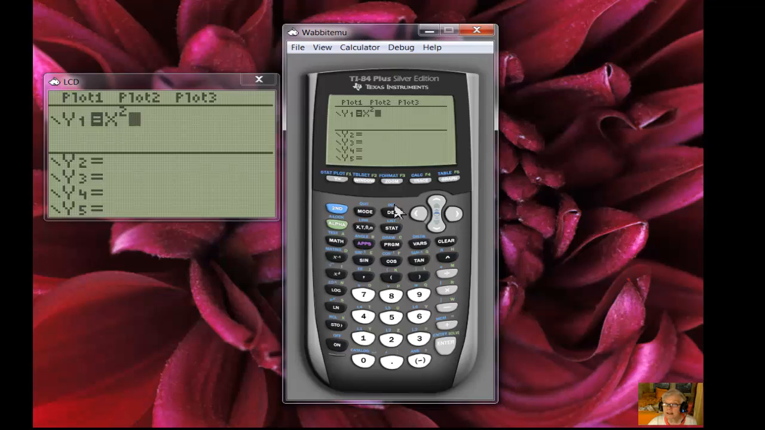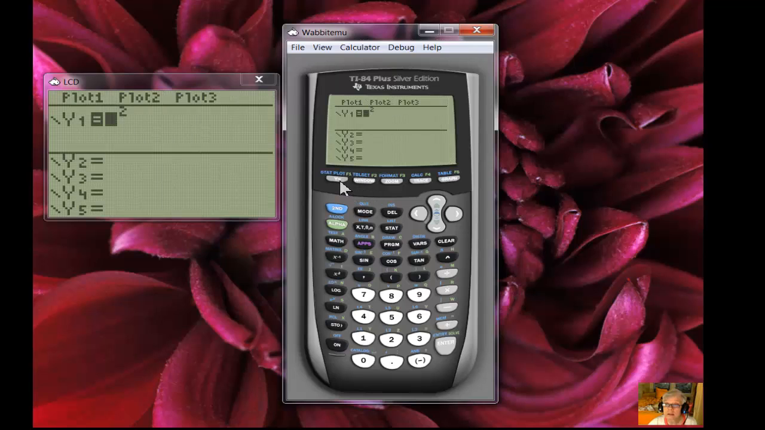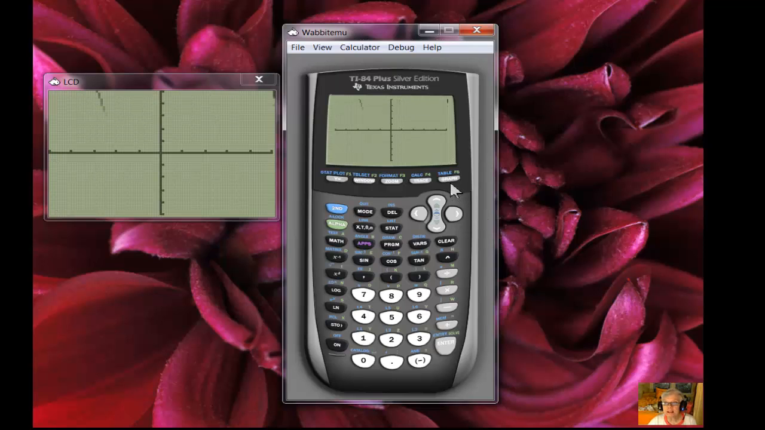I can delete. Go back to y equals x squared. Now I can move it down by coming over to the end and adding a -3, and then graph it. And now it's moved from there down to there, and now it's crossing the y-axis at y equals -3. Okay, so I can move my graphs up and down just by adding or subtracting a number at the very end of the graph.